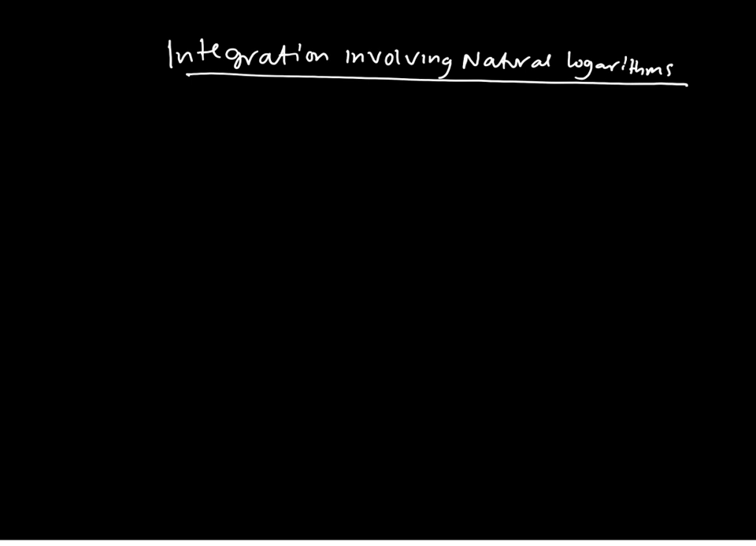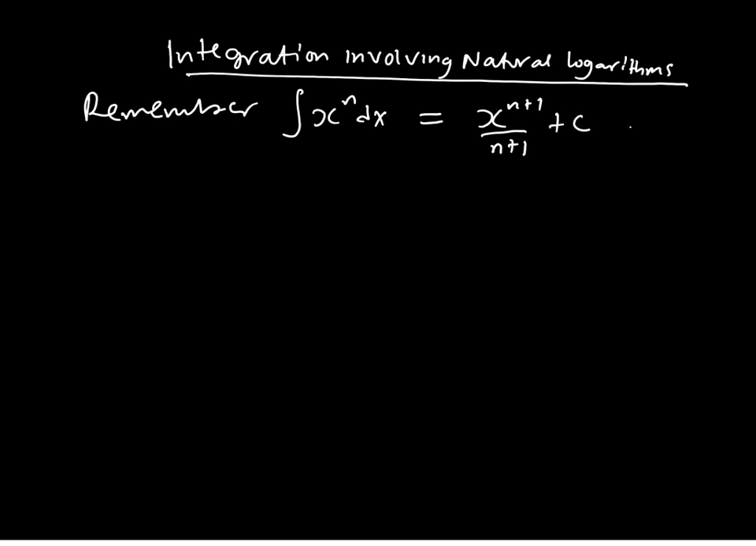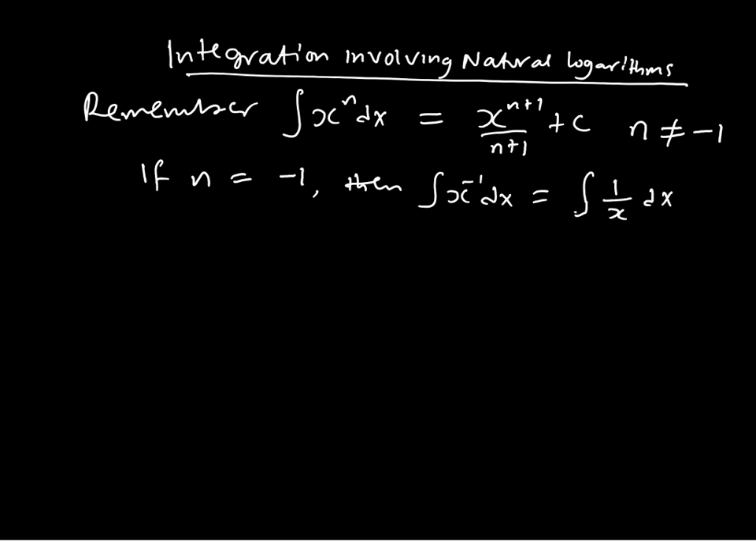Next, we discuss an important integral that involves natural logarithms. Remember, we said that to integrate a power of x with respect to x, you end up with x to the power n plus 1 over n plus 1, plus a constant of integration, provided that n is not equal to -1. Now, what happens when n is equal to -1? Then the integral of x to the power -1 dx will be the same thing as the integral of 1 over x dx. But how do we go about that?